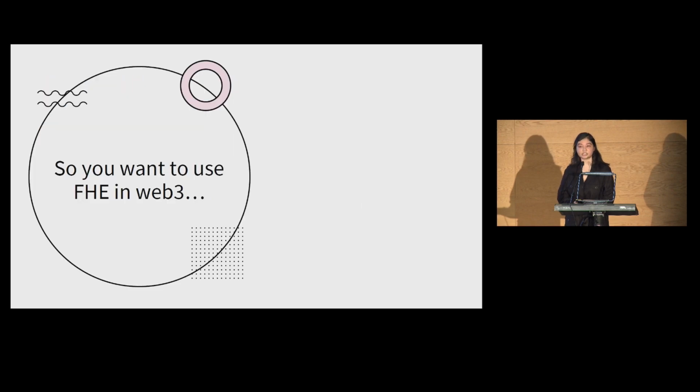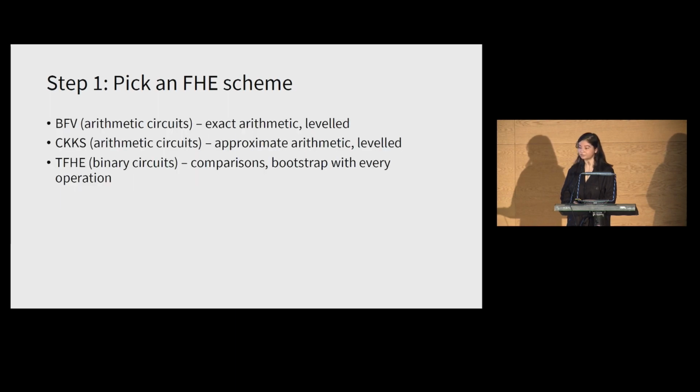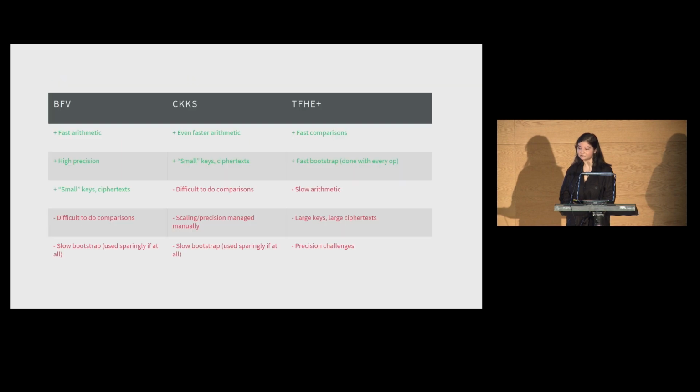So let's say you're an engineer and you want to use FHE in your Web3 application. What is the experience like? The very first step is to figure out which FHE scheme makes the most sense for you. You have a couple different choices here. There is the BFV scheme that uses arithmetic circuits. It supports exact arithmetic. There is the CKKS scheme, which also uses arithmetic circuits, but only supports approximate arithmetic. And finally, there's the TFHE scheme, which works with binary circuits, and therefore could support more general purpose computation, and it supports comparisons on encrypted data.